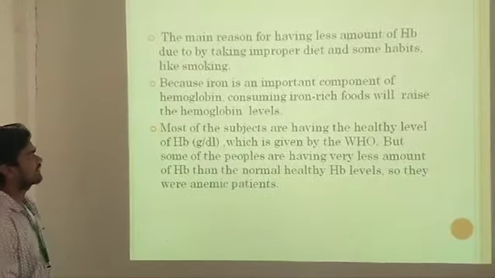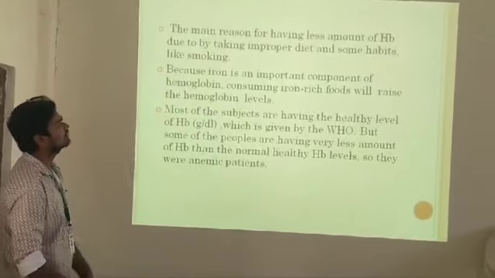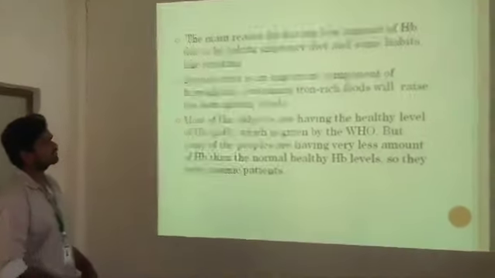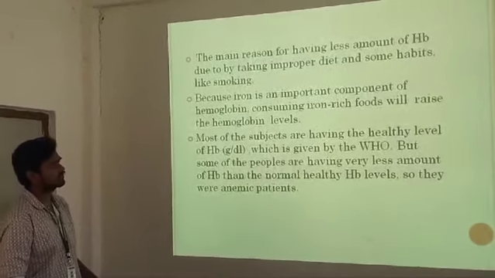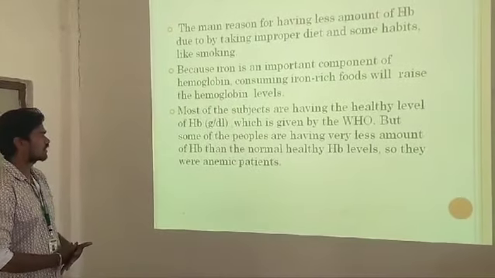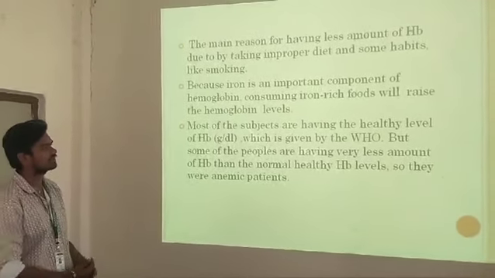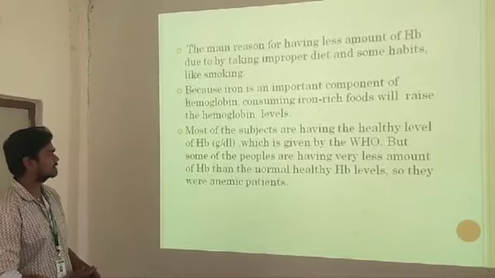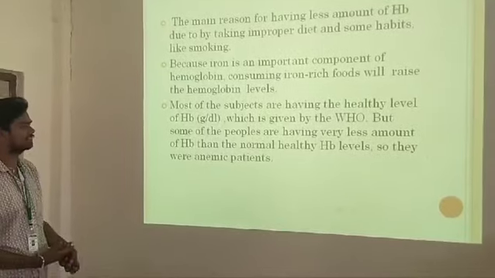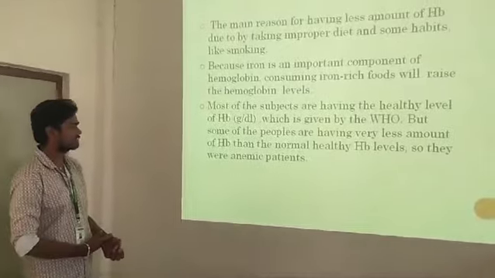The main reason for having less amount of hemoglobin is taking improper diet and some habits like smoking, because iron is an important component of hemoglobin. Consuming iron rich foods will raise the hemoglobin levels. Most of the subjects have the healthy level of hemoglobin given by the WHO, but some of the people have very less amount of hemoglobin than normal healthy levels, so they were anemic patients.